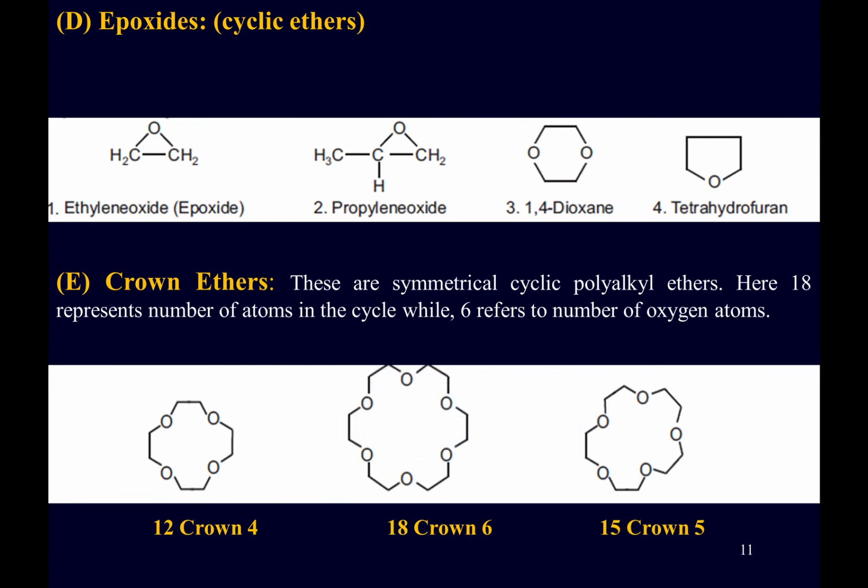There are some typical compounds with a very symmetrical and very typical shape in the structure, resembling crowns. These are called crown ethers. Example, 18-crown-6. 18 denotes the total number of atoms present in the molecule and 6 denotes the number of oxygen atoms. On similar lines, you have 12-crown-4 and 15-crown-5.